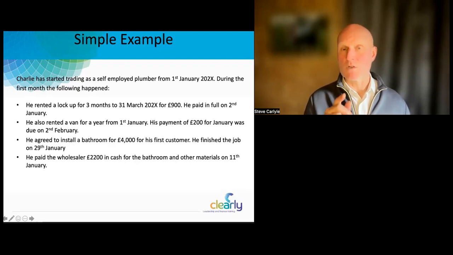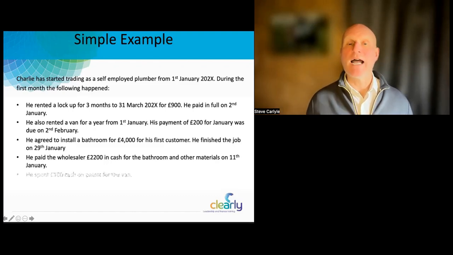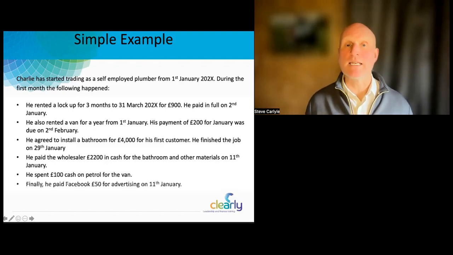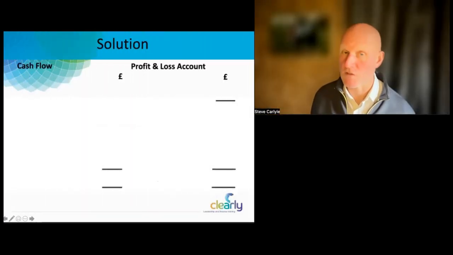Customer was going to pay him in February, and I can tell you, by the way, that he did actually get paid. Yeah, so he didn't actually get the cash in January. He didn't get the cash until February, but he did finish the job, and he did send the invoice in January. So how's that going to look in our financial statements? How's it going to look in our profit and loss account and our cash flow?